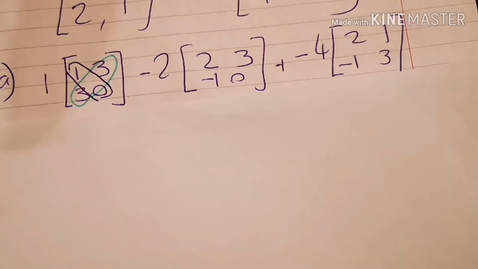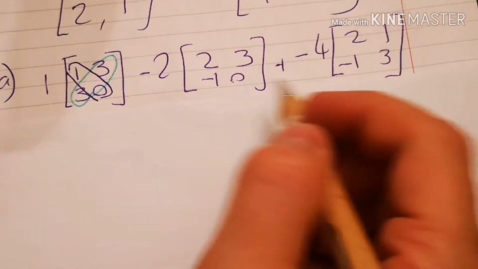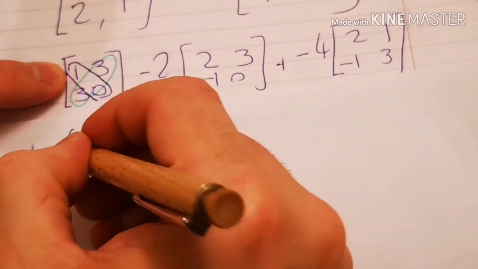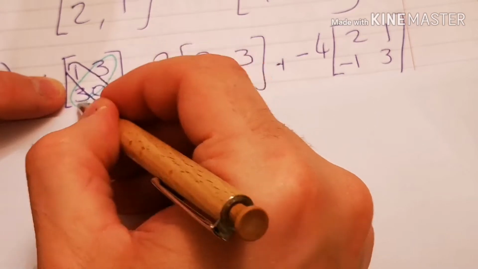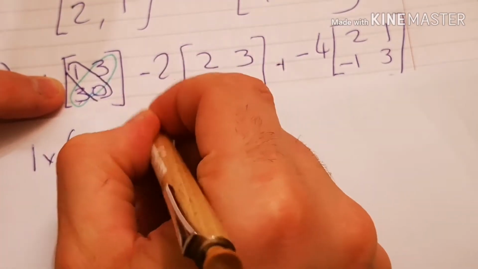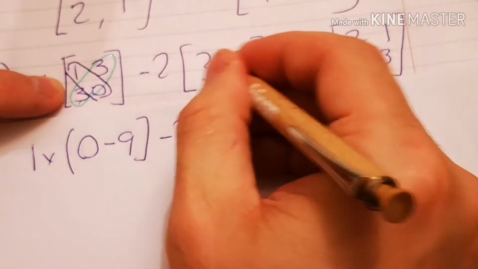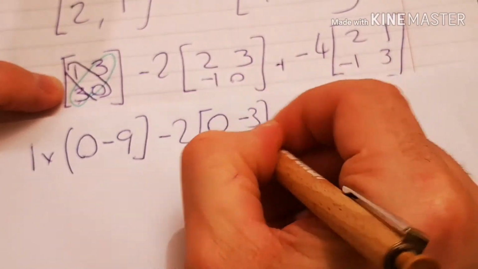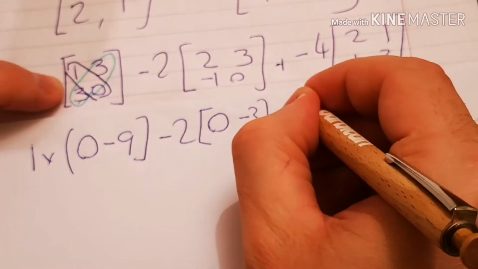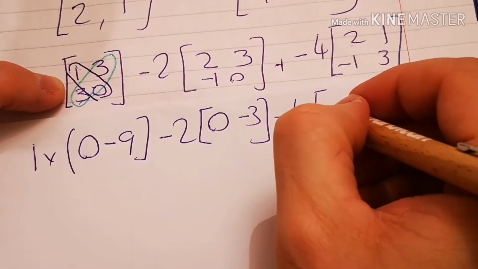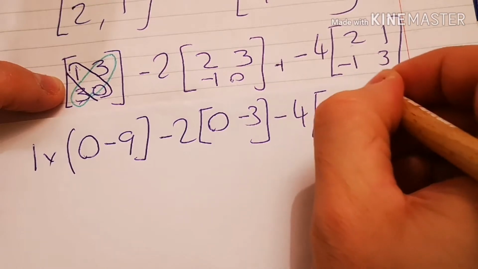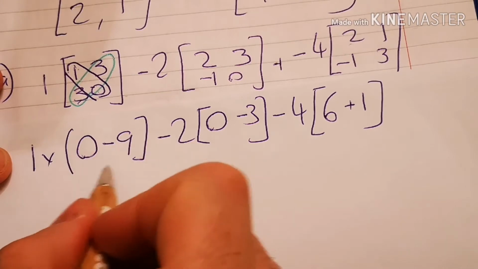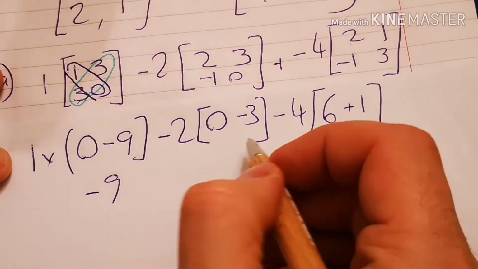Now I have to work out the determinant of each individual one. This can be 1 times, that's my diagonal here, 1 times 0, which is 0, minus these two, which is 3 times 3, which is 9, minus 2. My diagonal here is 2 times 0, which is 0 again, minus 1 times 3 is minus 3. That's plus and minus, so minus 4. 2 times 3 is 6, plus 1, because of minus 1 times 1, minus them. So the brackets here equal 9, so it's 1 times 9, which is minus 9.